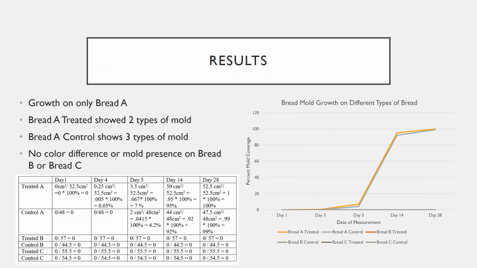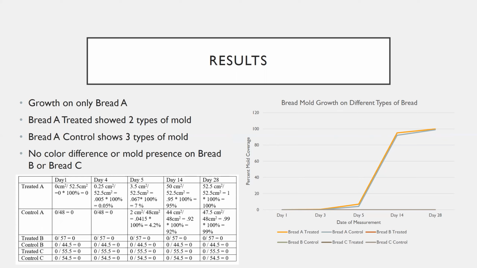I was very surprised to see that I only had mold growth for bread A, both treated and control. And overall, it was a rapid increase from day 5 to day 14, and then it kind of slowed off. And I'm not sure whether it was just because the fungus started to run out of nutrients and space at that point because it was almost covering the whole bread, or just because it started to go on that decline and start to die. And so I show the calculations I used for each of the breads in figuring out the total percentage of mold coverage.